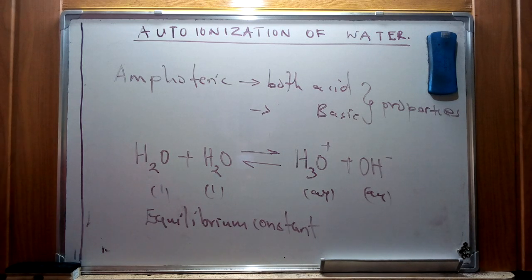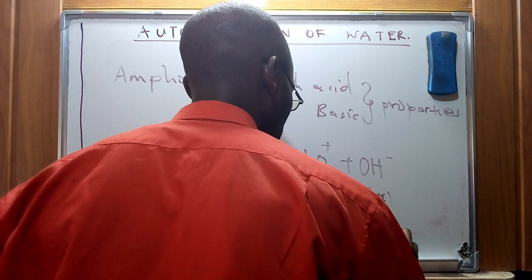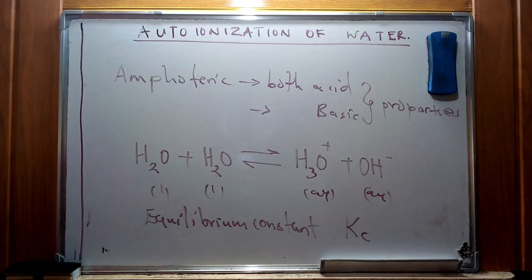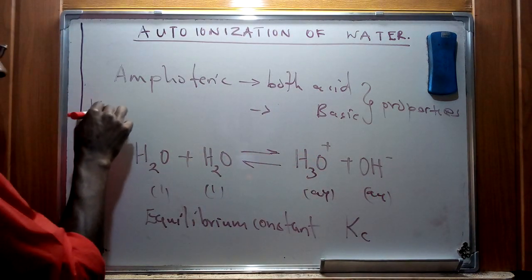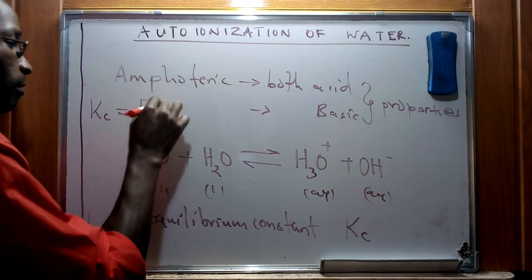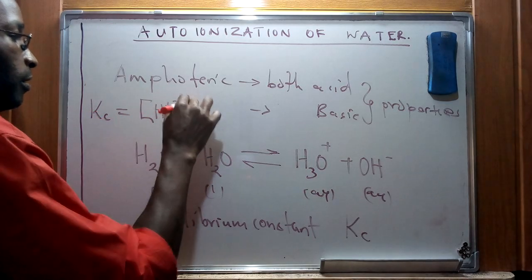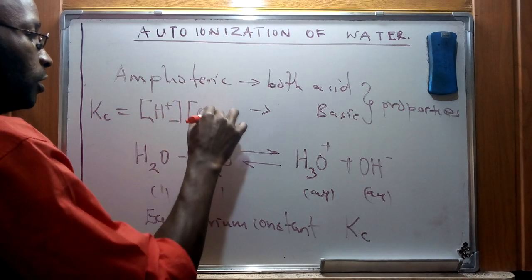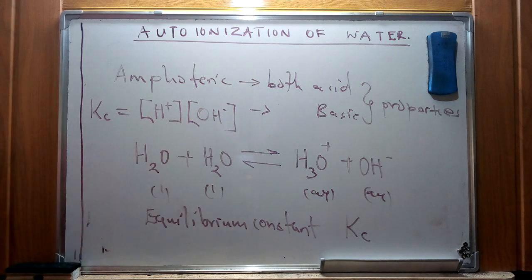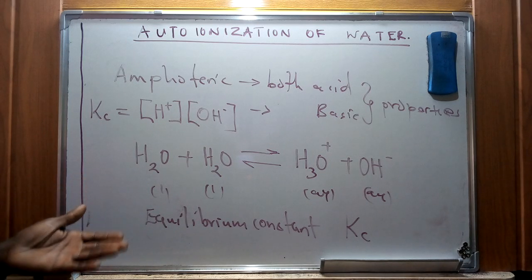So this equilibrium constant is given an initial of Kc, and it's given as Kc is equivalent to the concentration of the hydrogen ions and the concentration of the OH ions as such. So this is a product of the concentration of these two specific ions, and the equilibrium constant is going to vary depending on the type of reactions.